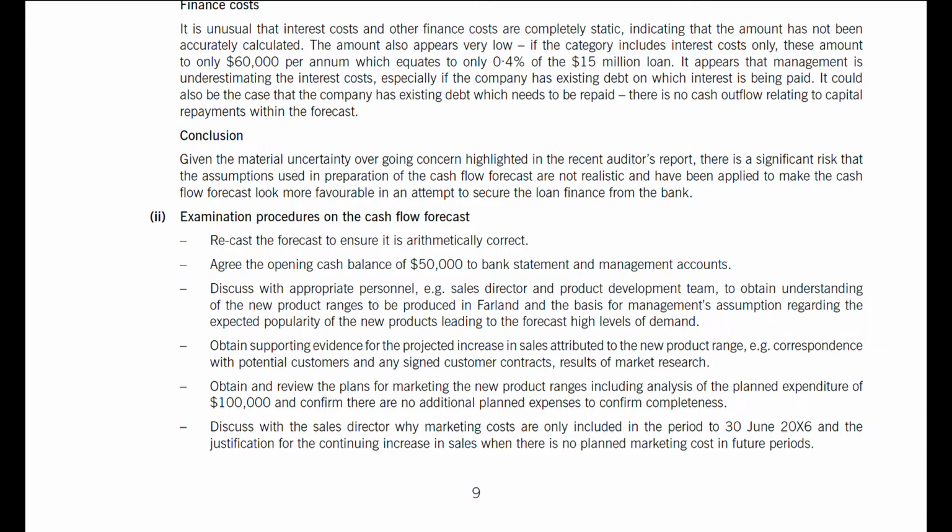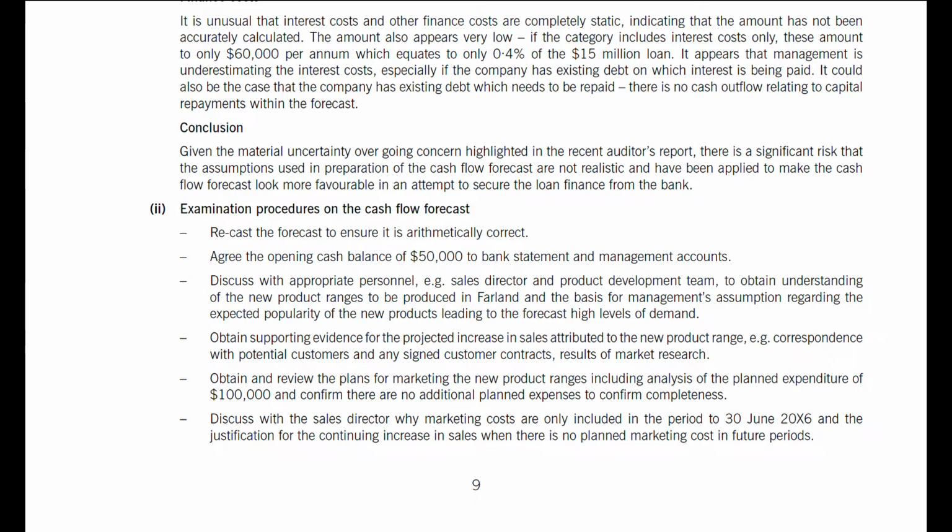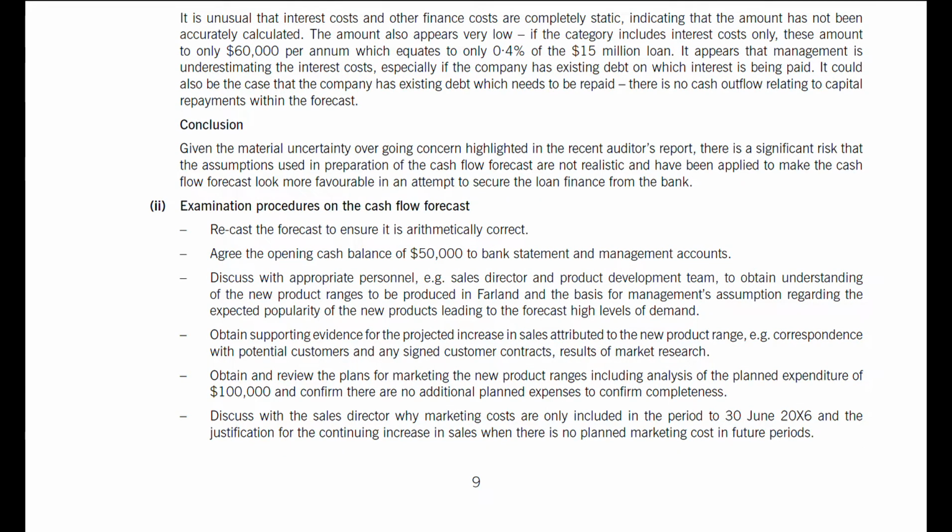Part 2. Examination procedures on the cash flow forecast. Recast the forecast to ensure it is arithmetically correct. Agree the opening cash flow balance of $50,000 to bank statement and management accounts. Discuss with appropriate personnel, sales director, product development team, to obtain understanding of the new product ranges to be produced in Finland and the basis for management assumption regarding the expected popularity of the new products, leading to the forecast high levels of demand.